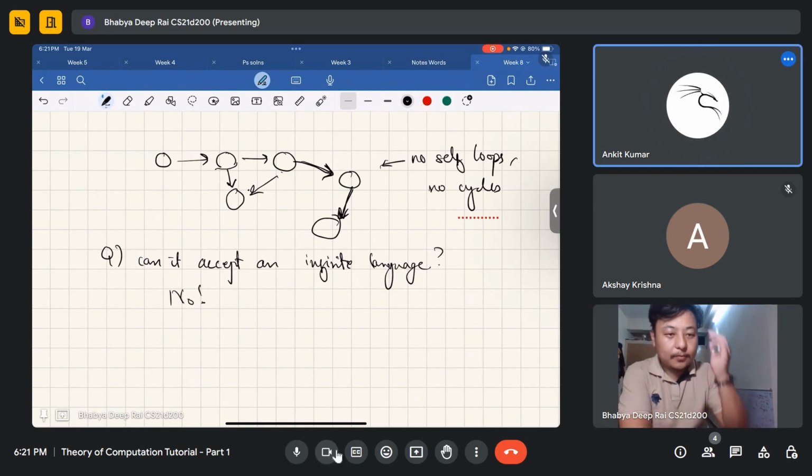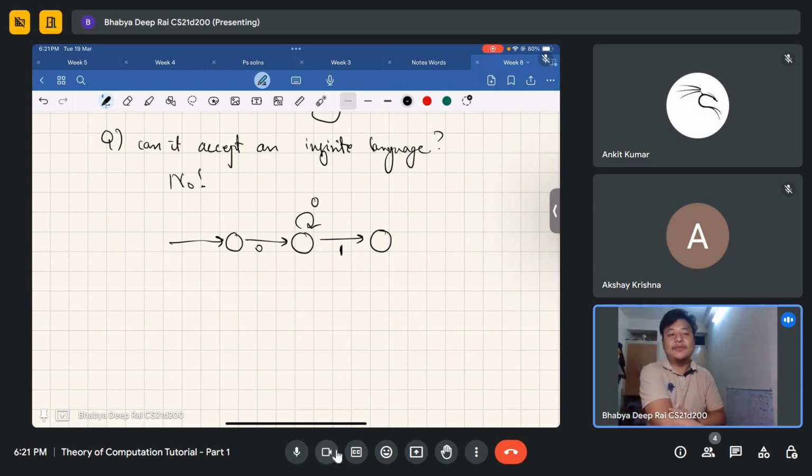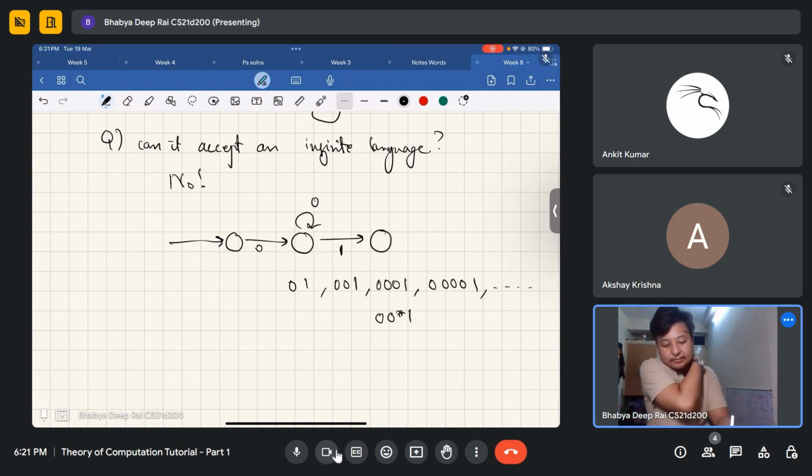So, sir, if it has a self loop, then it can accept an infinite language. Exactly. I'll give you an example. So if I have a self loop here, for example, 0, 1, 0. Let's say if I have even one self loop, then what kind of strings will it accept? 0, 1 first, and 0, 0, 1, 0, 0, 0, 1, 0, 0, 0, 0, 1, and so on. Or in short, 0 star 1, if this is the final state.